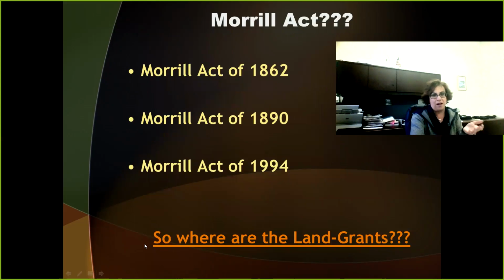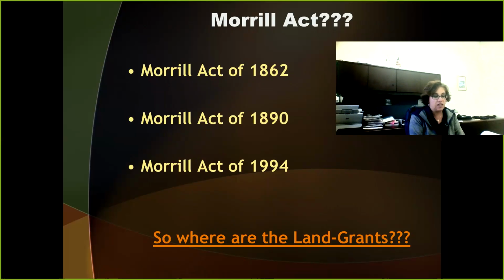So there were three Morrill Acts. What is the Morrill Act? First of all, the Morrill Act was created by Justin Morrill, who was a representative from Vermont, and he later became a senator. It was first introduced in 1857, and it passed in 1859, but then was vetoed by President Buchanan at that time. So in 1861, they reintroduced the land grant, or the Morrill Act.